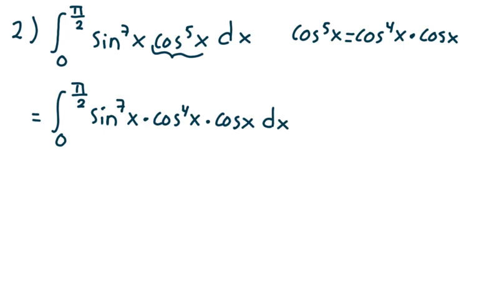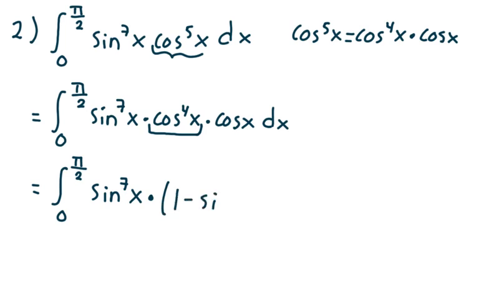Your next goal is to express cosine to the 4th x in terms of sine of x, because what I'm trying to do is set myself up for a u substitution. So this is the integral from 0 to pi over 2 of sine to the 7th x times 1 minus sine squared x raised to the 2nd power times cosine of x dx.